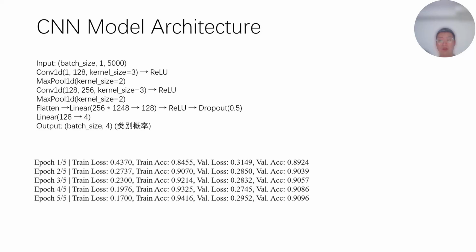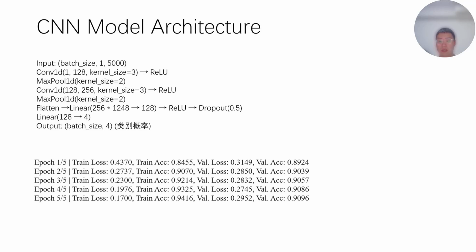Then is the CNN model. For the architecture, the input data expected by the CNN is usually a 3D tensor. It's necessary to add a channel dimension, so the shape becomes batch size, which is 64, by 1 by 5000. The final output layer, assuming there are 4 categories, has an output dimension of 4. For the first convolutional layer, the number of input channels is 1 and the output channels is 128. The convolutional kernel size is 3.